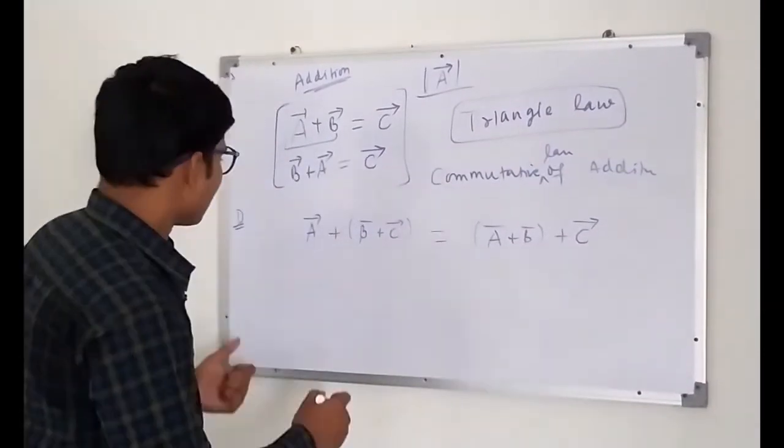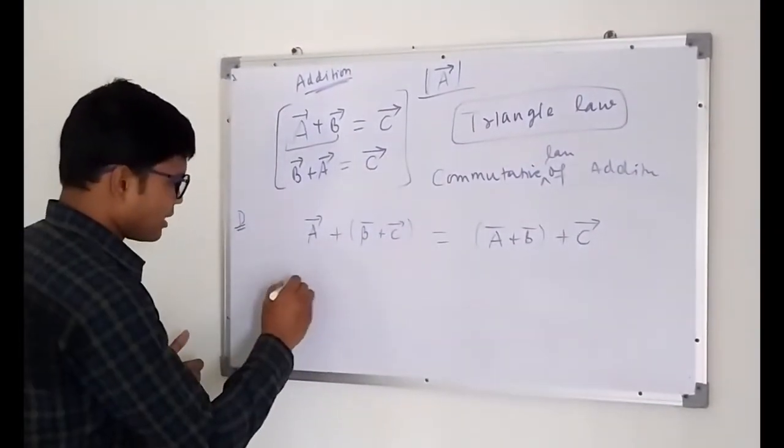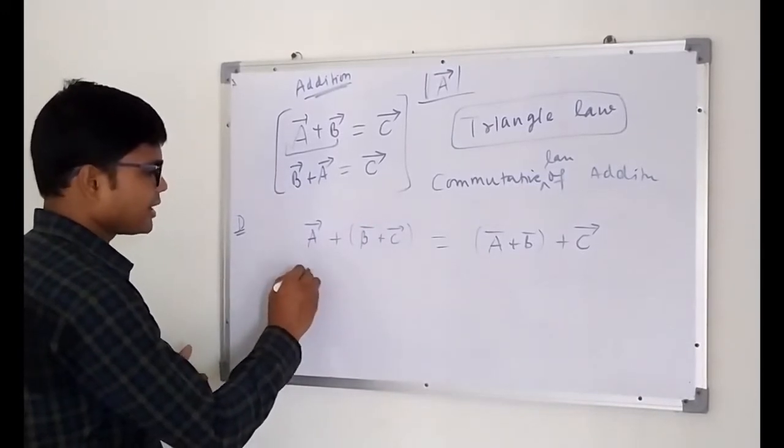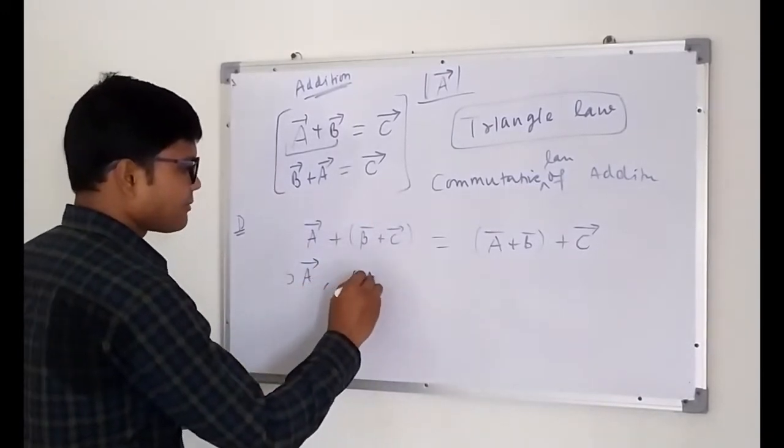Now one can easily multiply any vector by some scalar, meaning 5 multiplied by a vector or 6 multiplied by a vector.